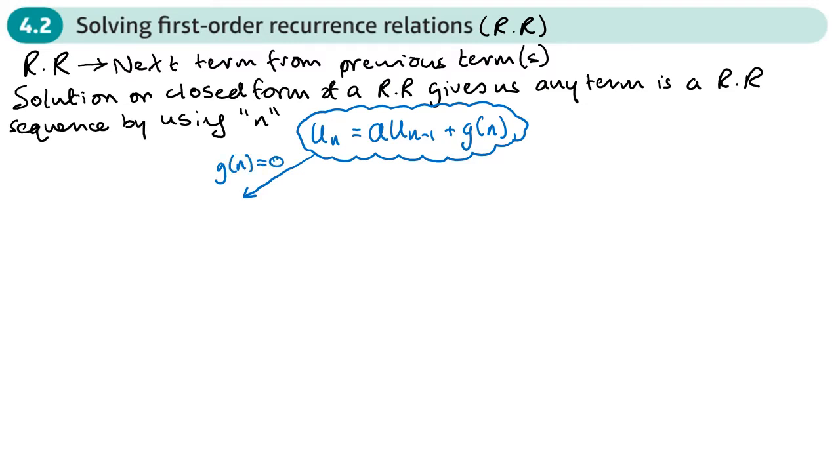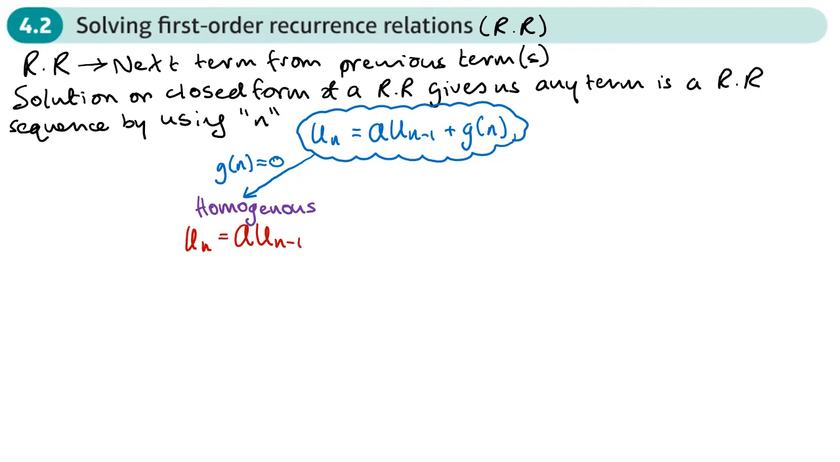We give these recurrence relations a special name. We call them homogeneous. So a homogeneous first order recurrence relation will be something like un equals something times un minus 1. There won't be this g of n part here, so g of n will be equal to 0. So basically we have a recurrence relation that looks like this: un equals a times un minus 1.